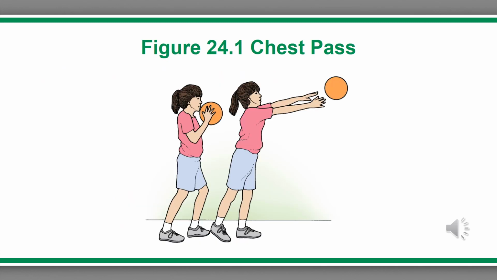Here's our little young lady doing a chest pass. Notice she has one foot ahead of the other. The knees are flexed a little bit. You're going to release the ball at the chest level. Fingers are spread out. You're going to extend your arms and snap at the wrist to pass the ball.